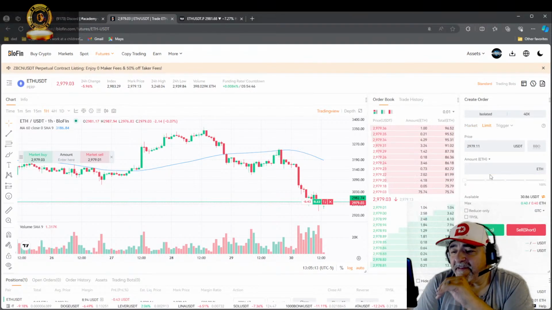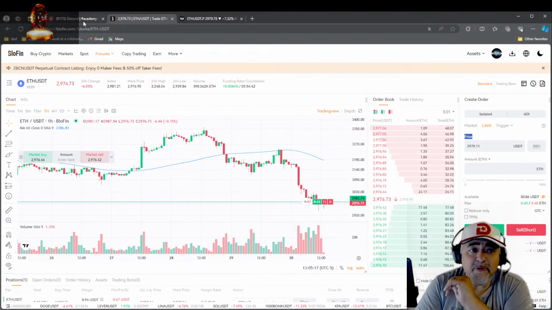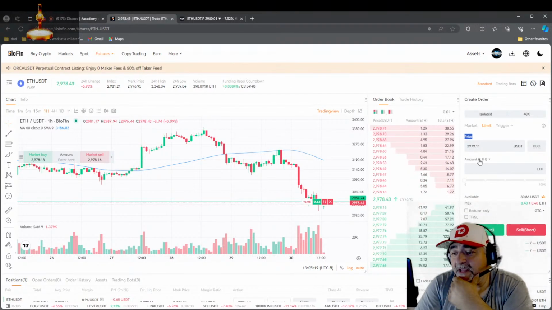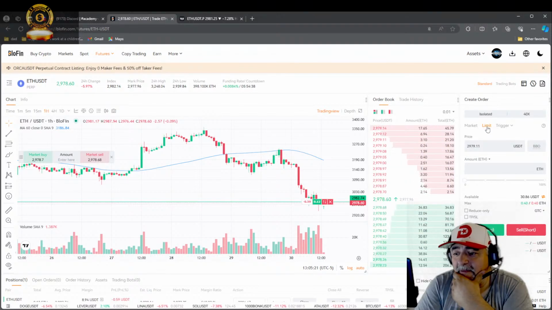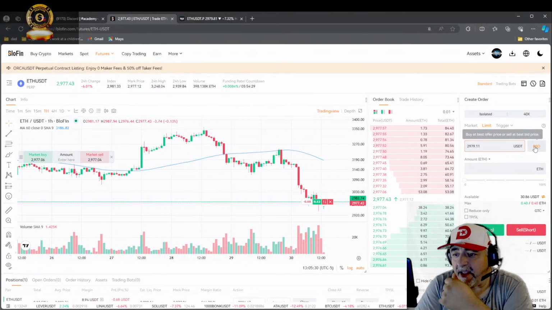Now, when we move this to limit, that means we're going to set the price on the limit, meaning that we get to decide the price. So when you hit limit, you can see that the price is the actual price that it is right now, 29.78. It always puts in the price that it's looking at, right?